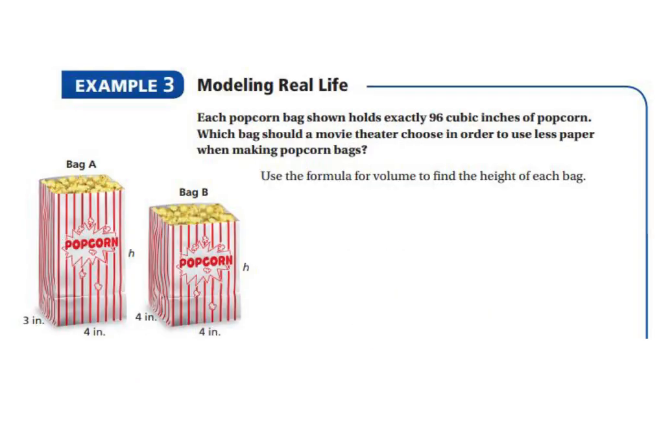Okay, so for example number 3, each popcorn bag shown holds exactly 96 cubic inches of popcorn. Which bag should a movie theater choose in order to use less paper when making the popcorn bags? Use the formula for volume to find the height for each bag. So let's start with bag A. We know the volume is 96, and we know the formula for volume is area of the base, which is going to be 3 times 4 times the height, which we don't know.